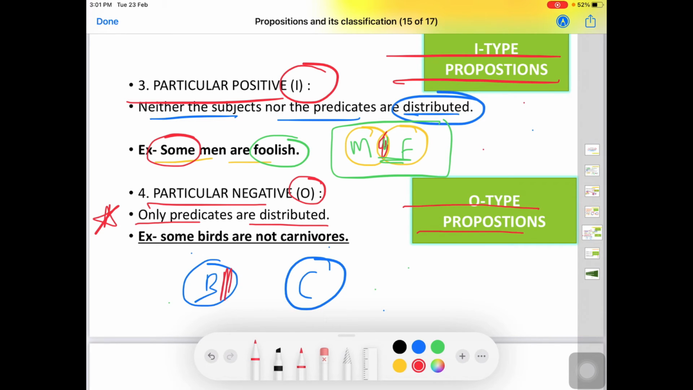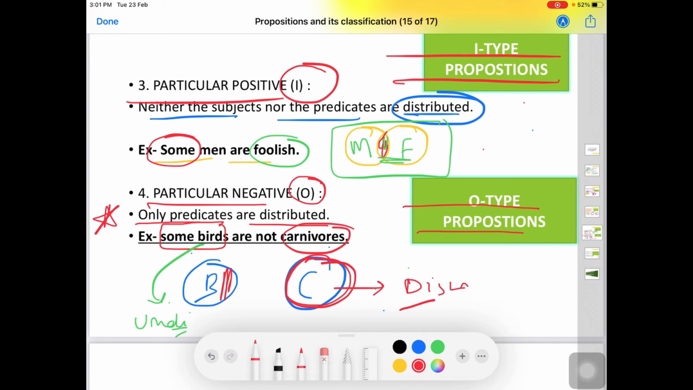It's talking about some. So here it is talking about some birds, that means not the whole class of birds or whole species of birds. That means bird is going to be undistributed, and here bird is the subject, so the subject is undistributed. But when we talk about carnivores, it is representing the whole class of carnivores. So it is going to be distributed, and here it is acting as the predicate.